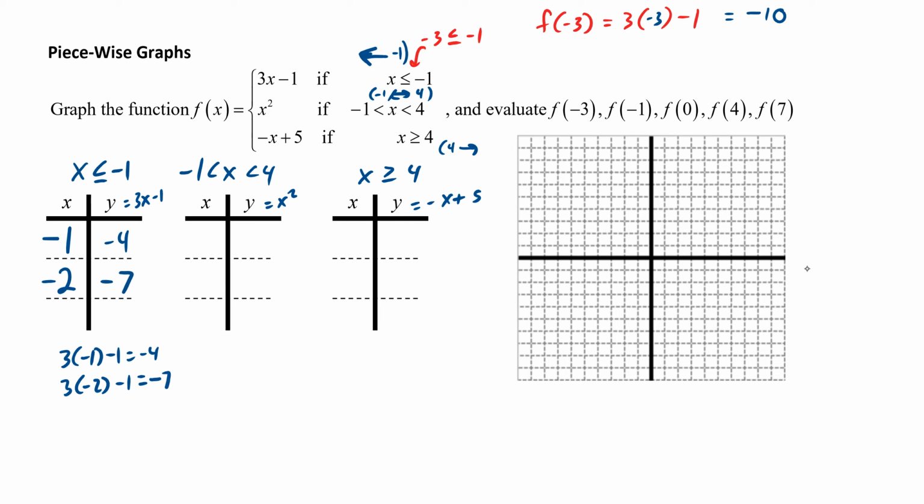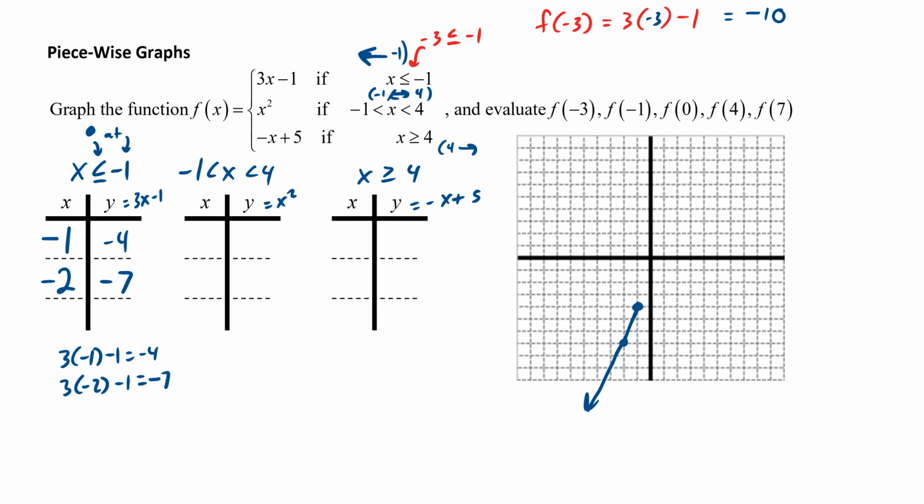There's our 2 points. And so we come over to our graph and we graph them. Negative 1, negative 4 right here. And we put a closed dot because that's what this represents. Closed dot at negative 1. And then we also graph negative 2, negative 7. So 1, 2, 3, 4, 5, 6, 7 right there. And then we go in the direction that we're supposed to, which is in the less than direction. So we are moving this way.